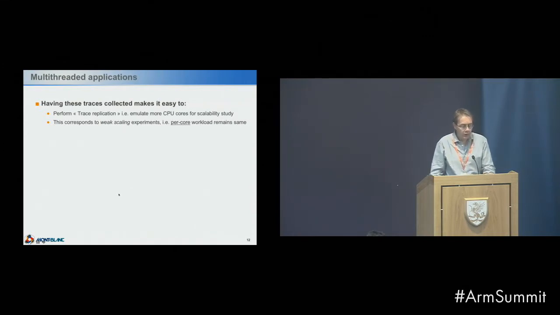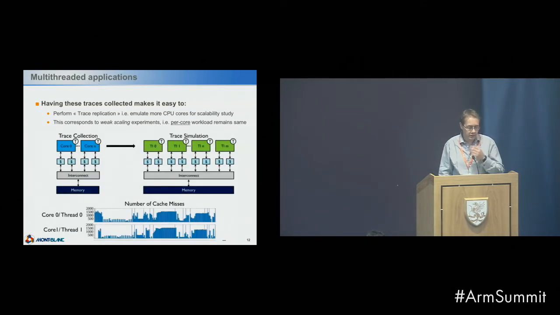All right, when you have such traces collected, it makes it easy to perform the so-called trace replication, even though that's not fully accurate. Essentially, you have a trace for 2 CPUs, and then you can emulate a system that has not 2 CPUs, but 4 CPUs by putting 4 trace injectors. And then you replicate the traces that you had collected on 2 cores onto 4 cores. When you do that, it's called weak scaling because essentially the workload per core remains the same, and it makes it possible to go further and do scalability experiments.